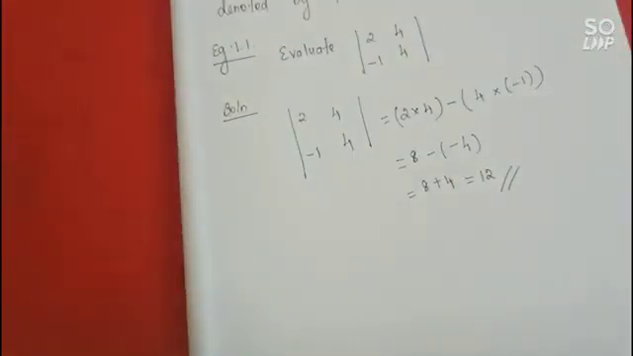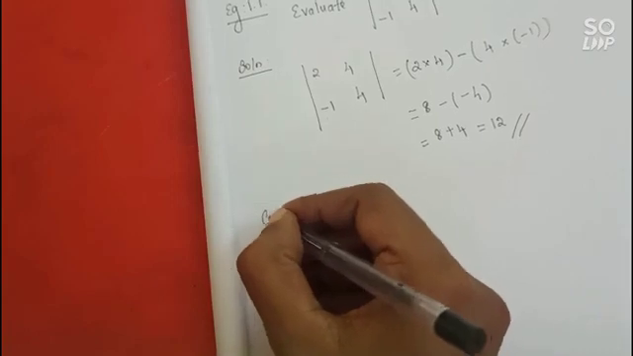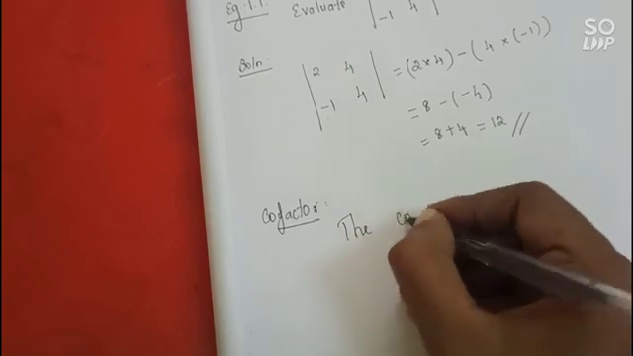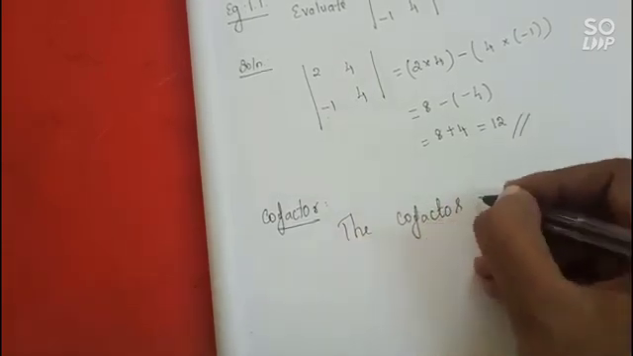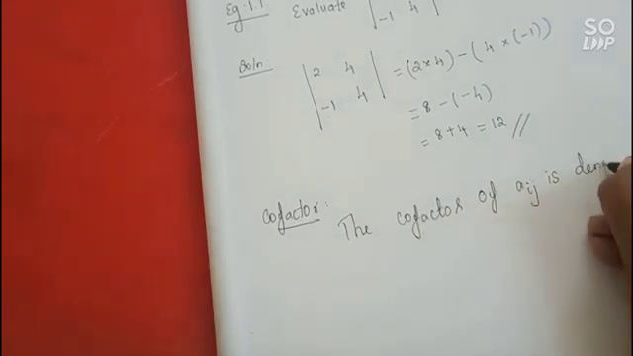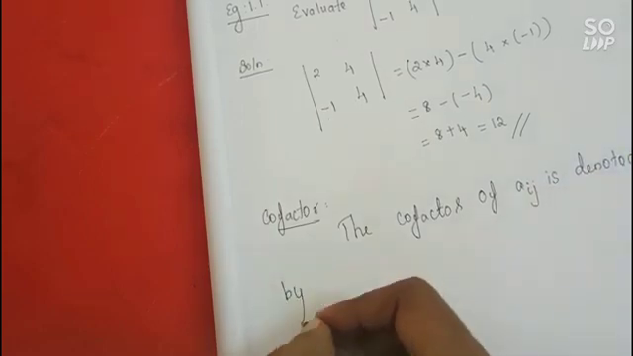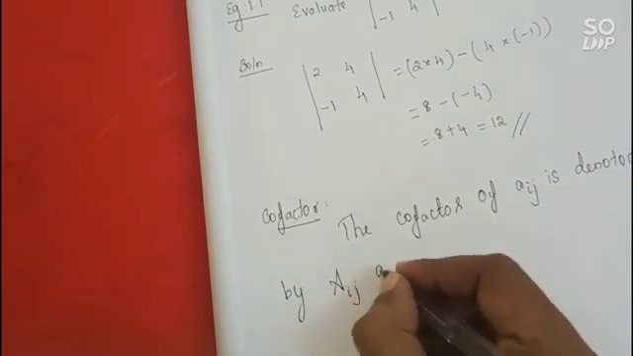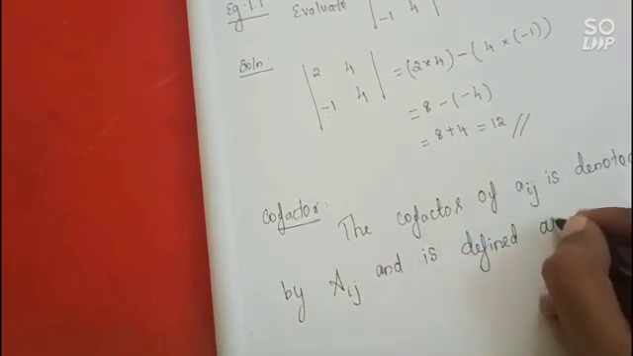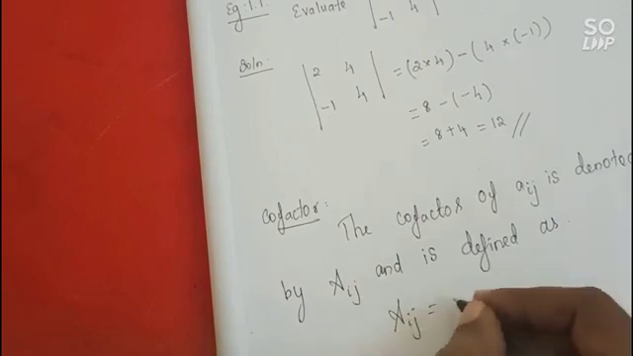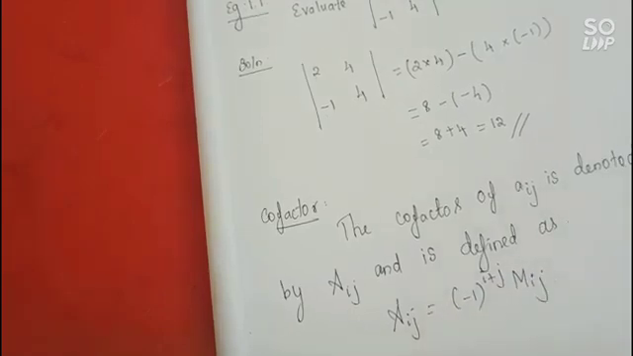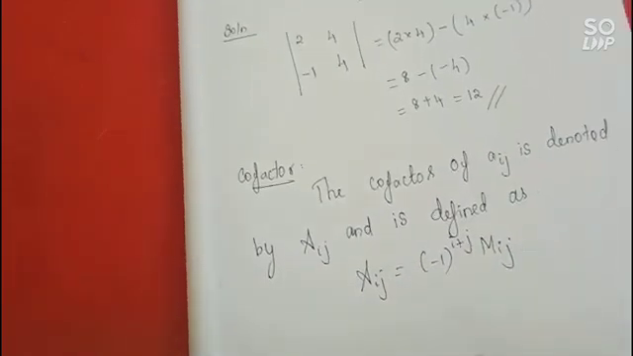So now just take down this formula. Okay, next heading is cofactor. Cofactor of aij is denoted by Aij and is defined as Aij is equal to minus 1 the whole power i plus j into Mij. This one you learn as a formula. When we are doing the problem, it will be helpful.